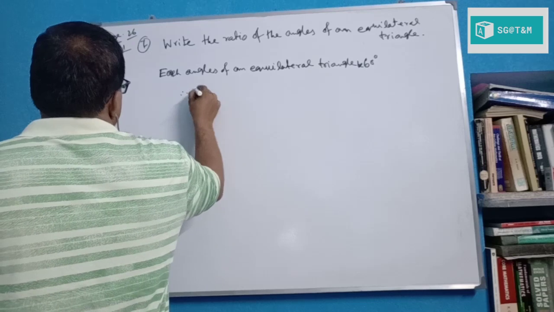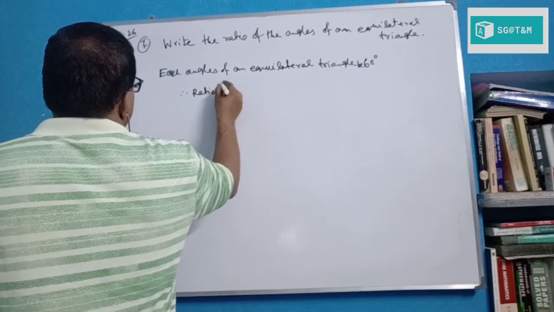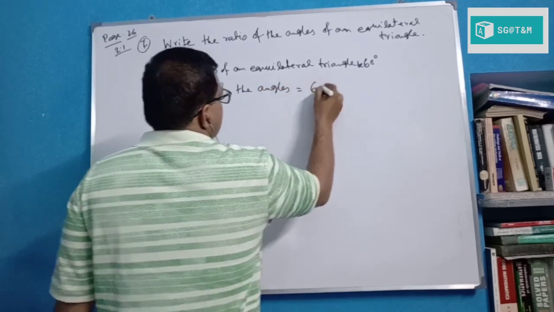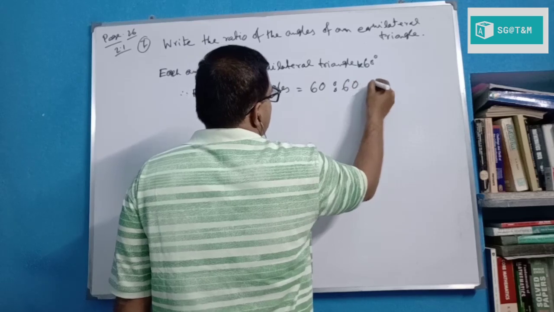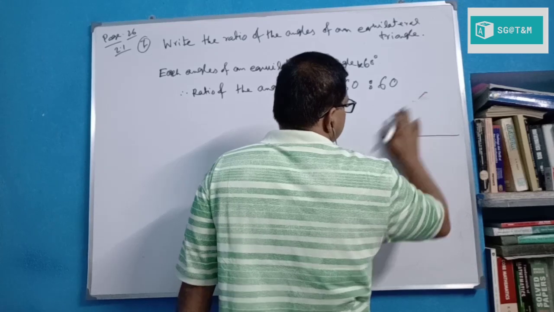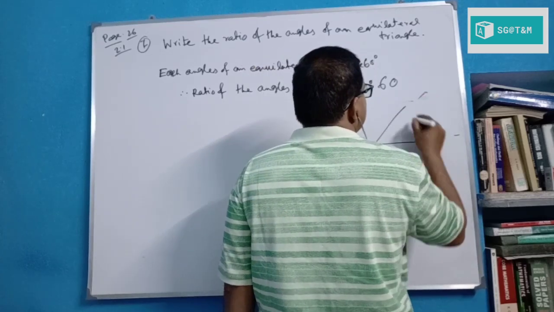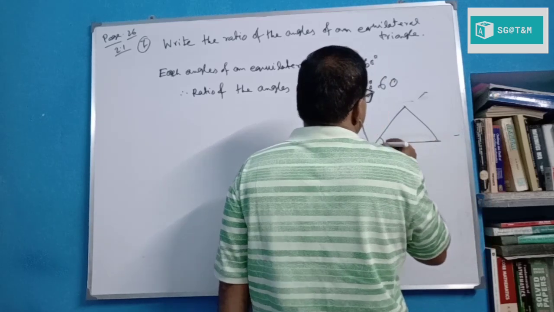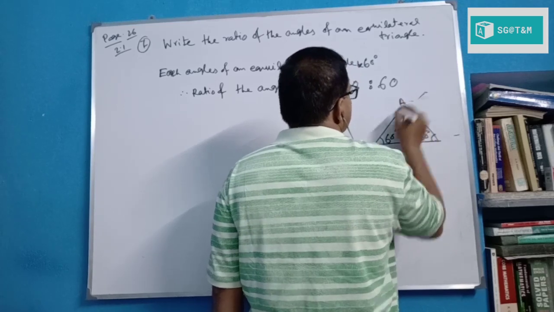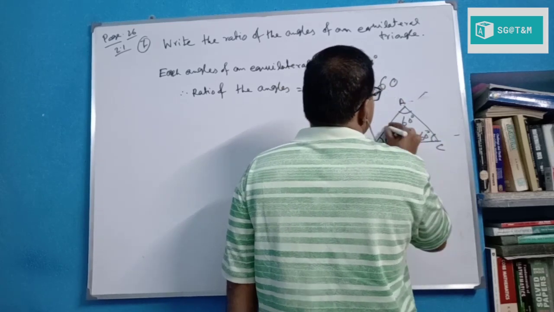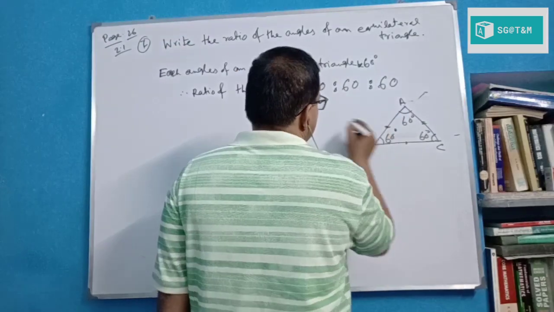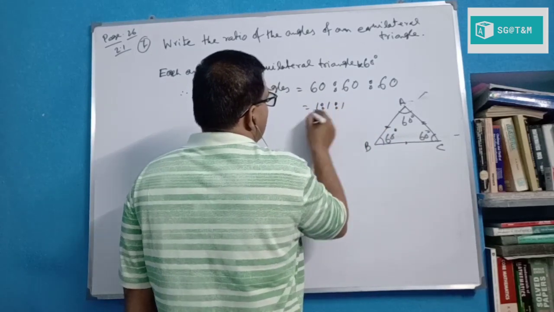Therefore, the ratio of the angles: 60 is to 60. How many angles? All angles are the same. All are 60 degrees. All sides are equal, all angles are also equal in an equilateral triangle. All are 60 degrees. Therefore, 1 is to 1 is to 1.